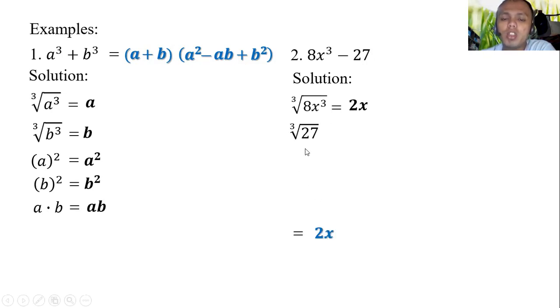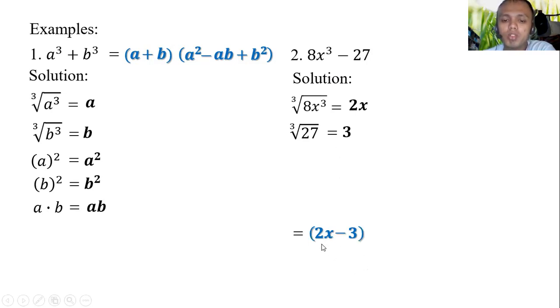For the cube root of 27, if 8 was 2, let's try 3. 3 times 3 is 9 times 3. I said three times, it is 27. Therefore, the cube root of 27 is 3. So, we put 3 here at the bottom. Then minus, enclose in parentheses.